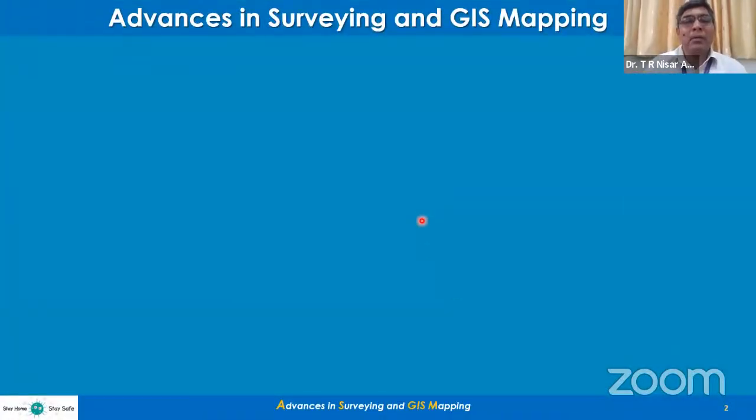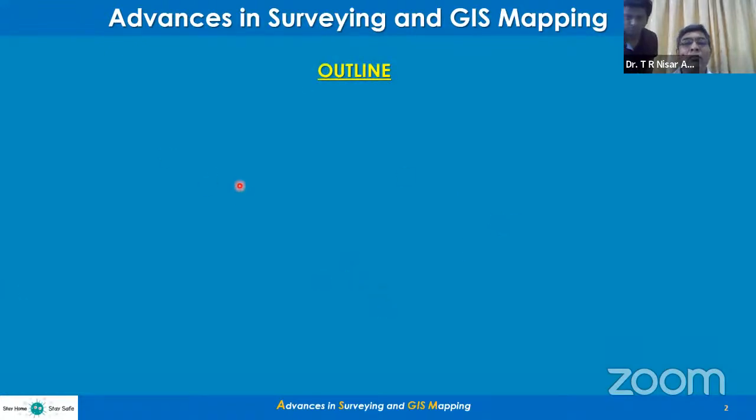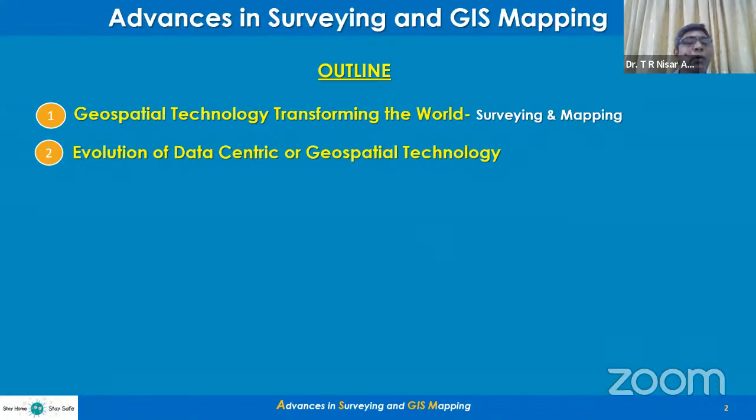So this is the outline of the presentation. First, we'll have a quick discussion on geospatial technology transforming the world, specifically focused on surveying and mapping. Then we will discuss what geospatial technology basically is, and its components. Then, as all we talk about nowadays is data-centric, IoT and sensors, we'll talk about the importance of data.